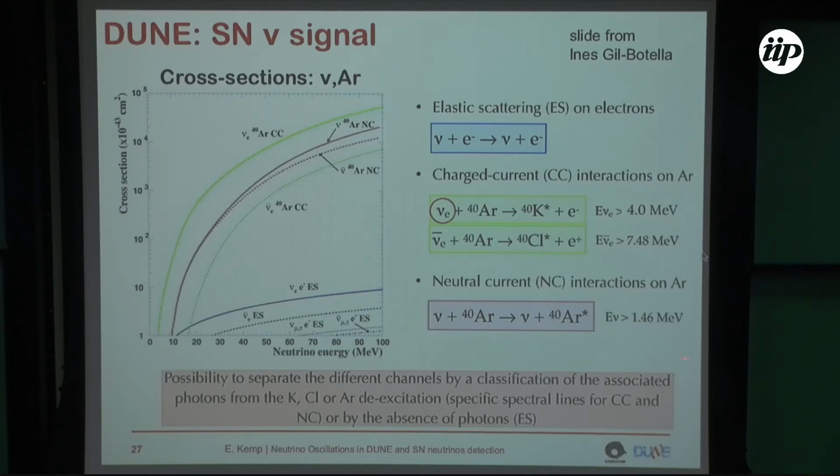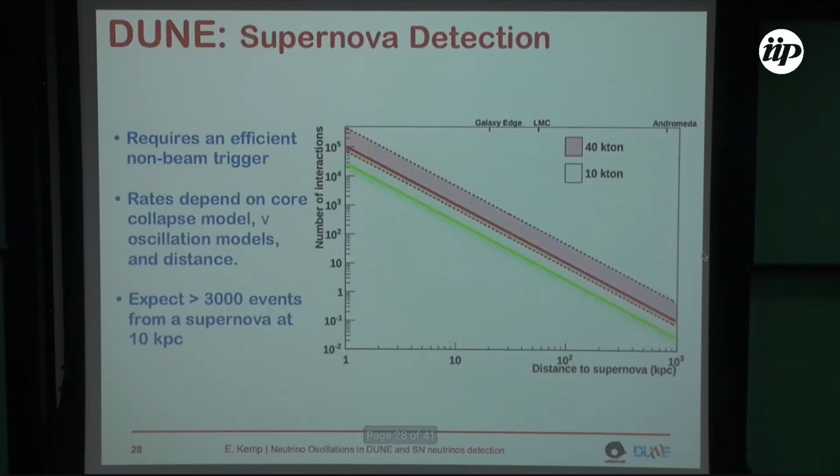And this is a very nice interaction that we can observe. As you can see, there is the possibility to separate different channels by a classification of the associated photons that are emitted from potassium chloride and argon excitation, and can give us a better picture about the flavor of neutrinos that are interacting inside the detector in terms of the supernova emission.